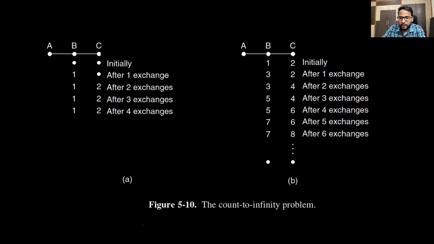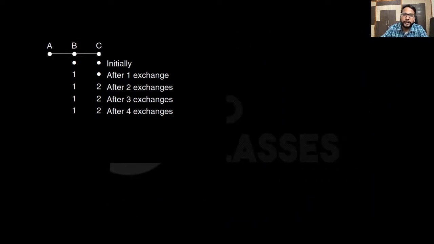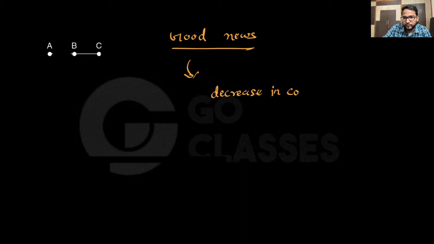Okay, so here I have the diagram. Let me first tell you the case 1 where I have good news, which means decrease in cost. Good news means decrease in cost. Now just see here, this is B and C. Initially, let me just write the distance to A only. So distance to A, initially it is infinity, it is also infinity. This is initial. There must be distance to B, distance to C, but I am only writing distance to A.